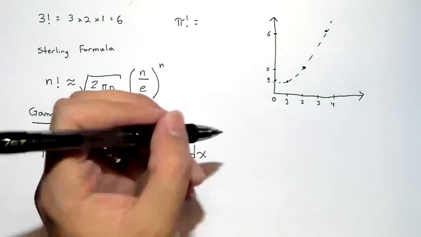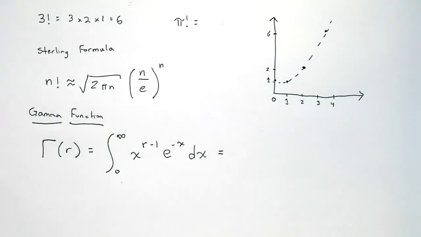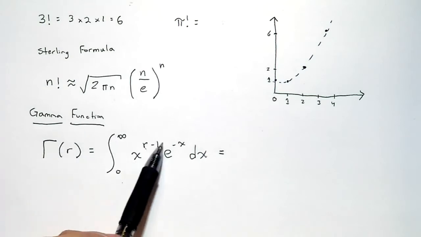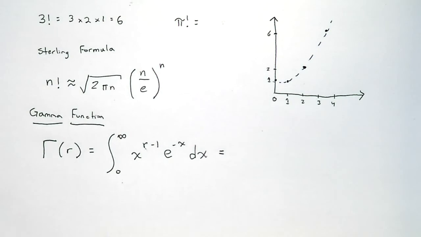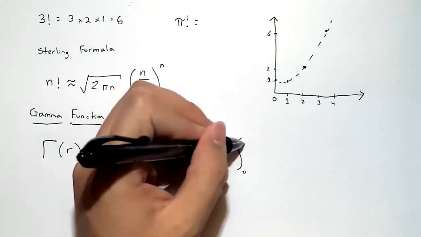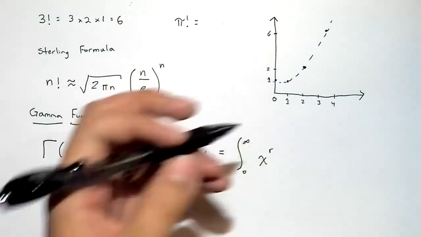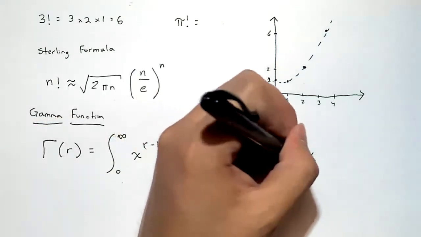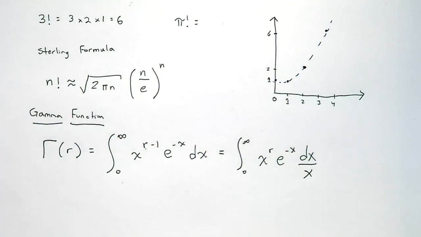Sometimes other statistics books, mainly non-engineering statistics books, will write this formula a little bit differently, by replacing x to the power of r minus 1 with x to the r over x, right? So they just write it down a little bit differently. They just say x to the power of r times e to the power of negative x, times dx over x, which is the same thing, right? x to the power of r divided by x is x to the power of r minus 1, so it's the same thing. So that is the gamma function, depending on how you want to pronounce it.